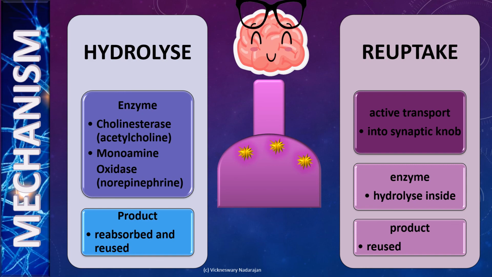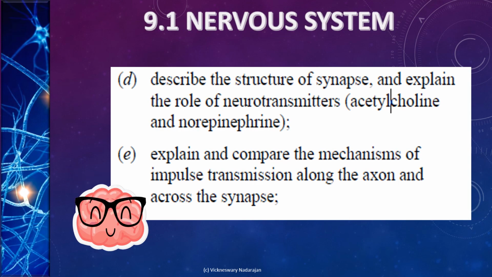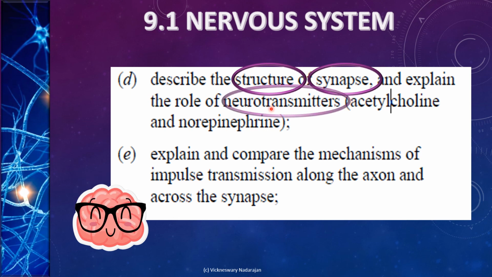So with that, we conclude today's discussion. We've come to the end of today's video. Now you know the structure of the synapse. You also know the roles of 2 neurotransmitters, that is acetylcholine and norepinephrine. And you know how to explain the mechanism of impulse transmission across the synapse.